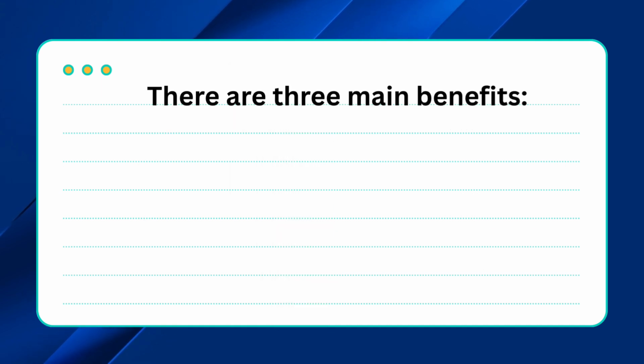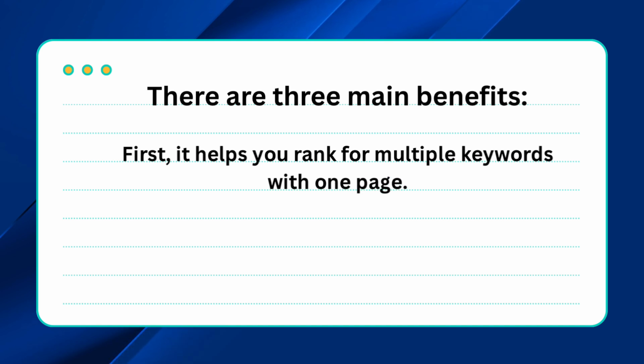Now, you might ask, why is keyword clustering important for SEO? There are 3 main benefits. First, it helps you rank for multiple keywords with one page. Instead of ranking for just one keyword, your page can rank for dozens of related search queries.